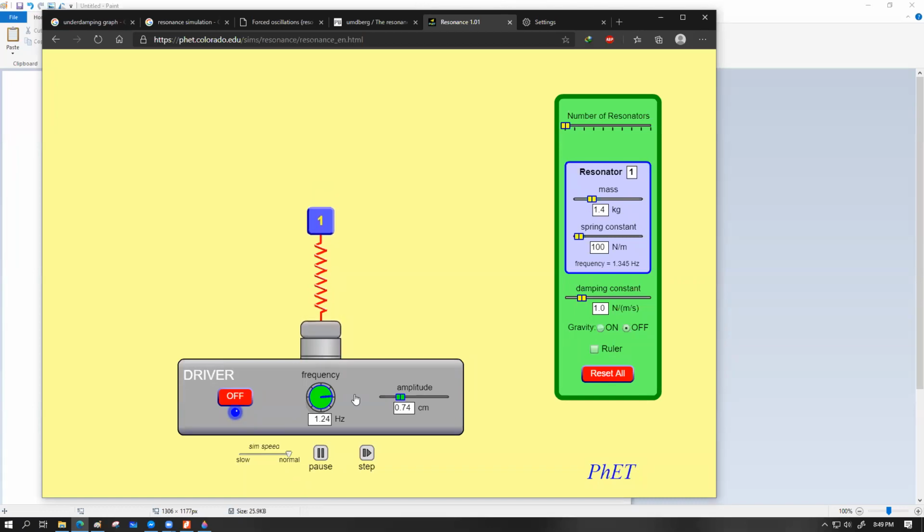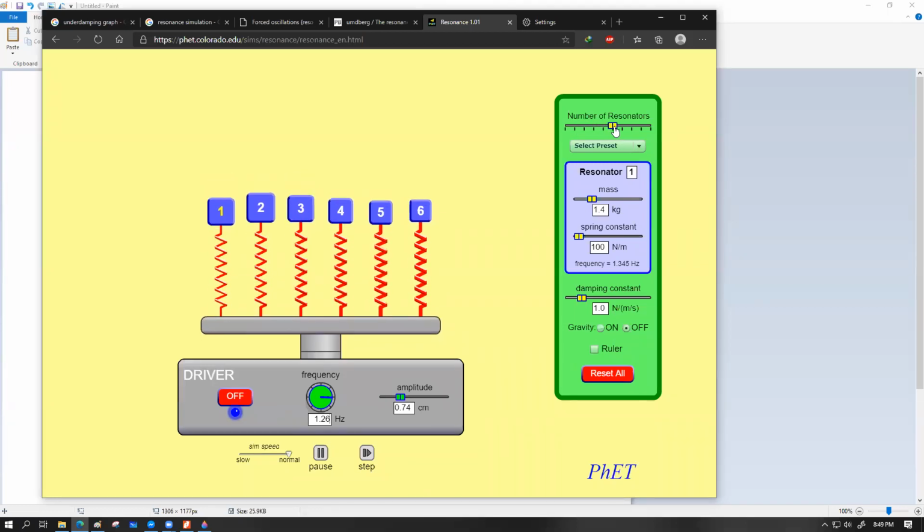I think that works, right? I think this is the resonant frequency. Wow. What?